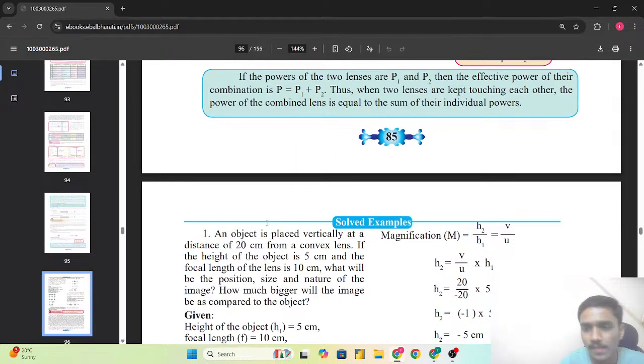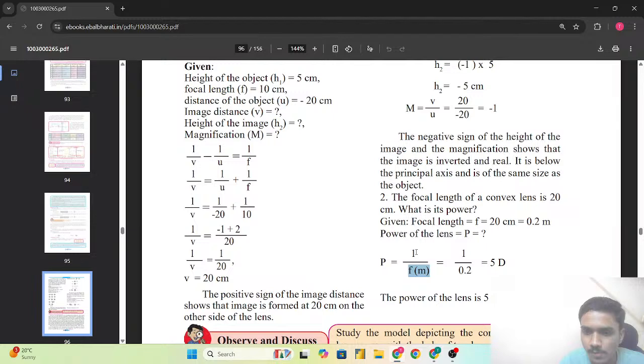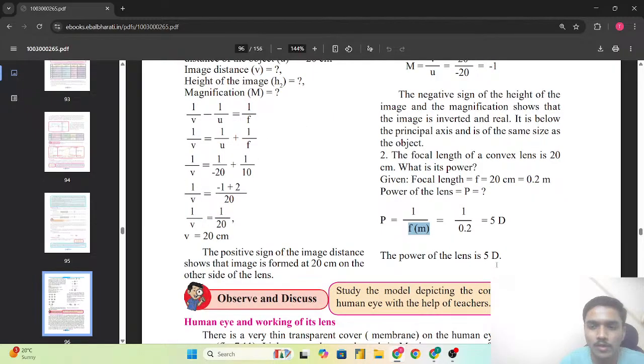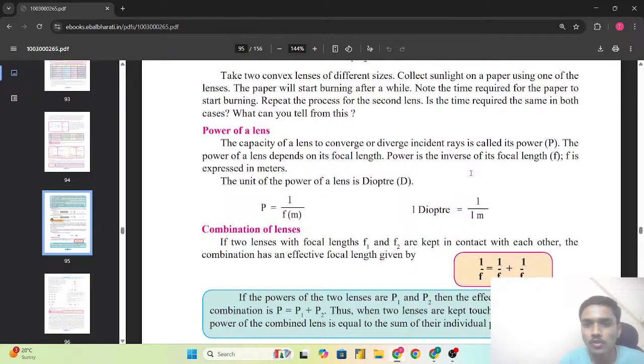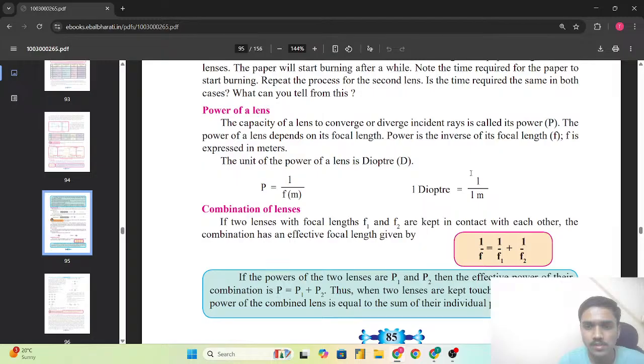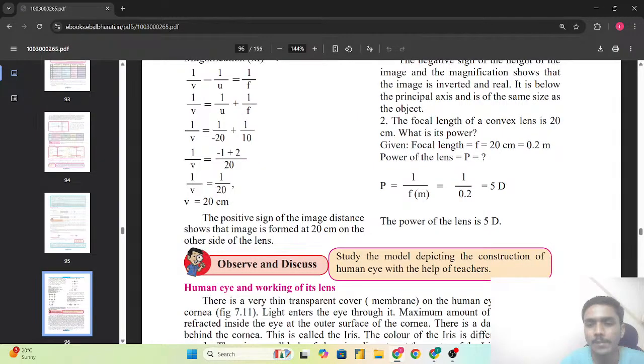So power is equals to 1 upon focal length in meter, which is equals to 1 upon 0.2, which is equals to 5 diopter. So the power of the lens is 5 diopter. Again, one of the important questions that may be asked in the exam is that the unit of the power of the lens is diopter. This is the complete question which may be asked. So keep in mind the unit of the power of the lens is diopter.